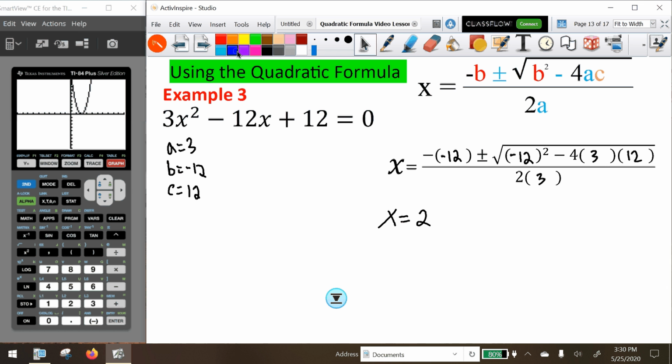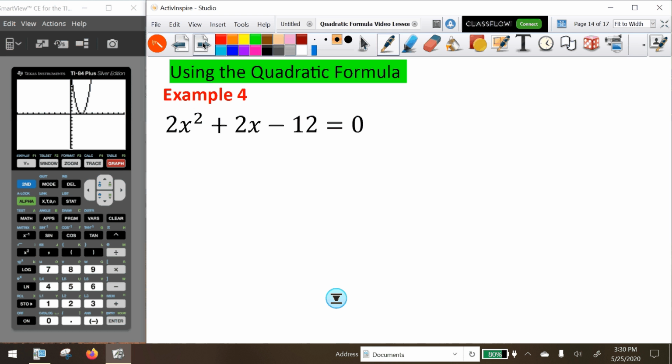So once in a while, you can have ones that don't even hit the x-axis, and they have complex or imaginary answers. All right, another example: 2x squared plus 2x minus 12.